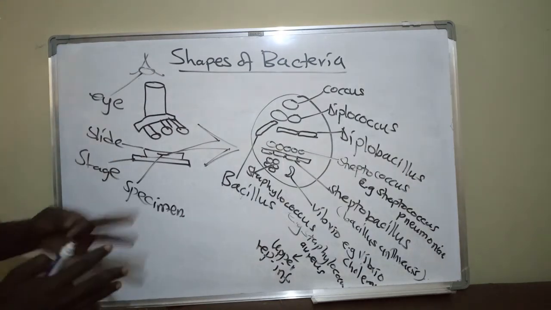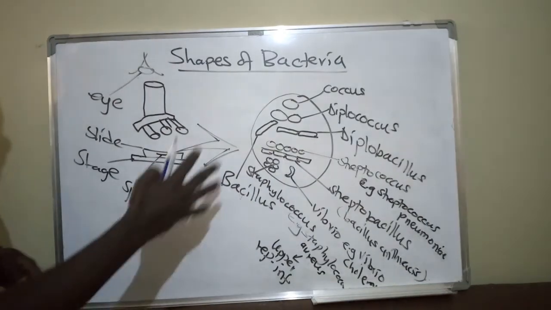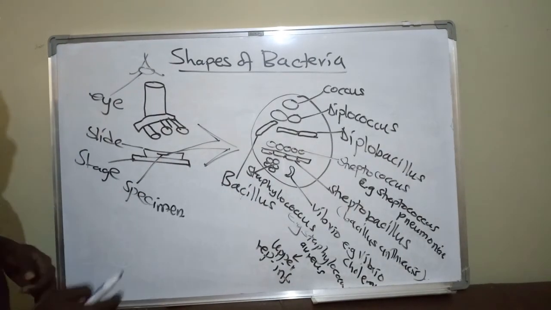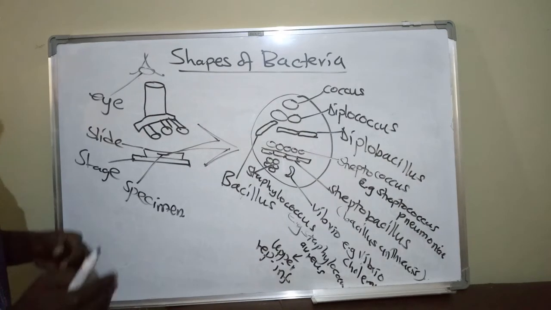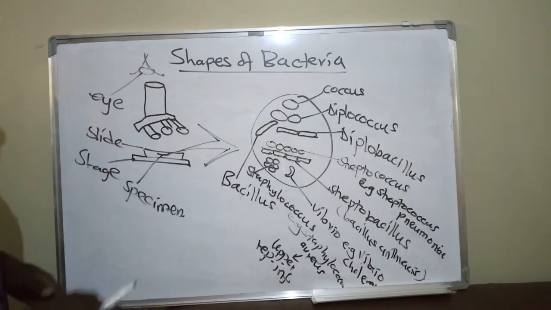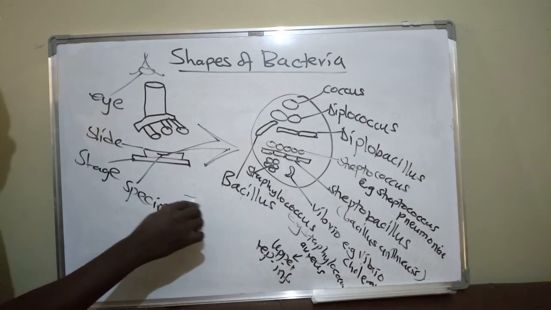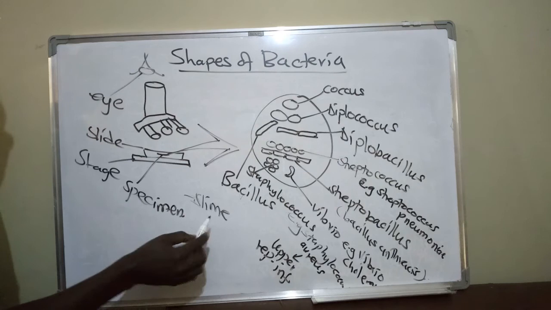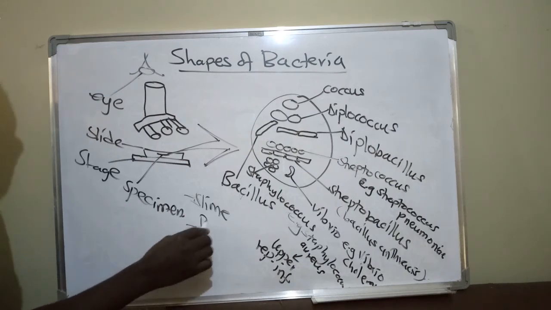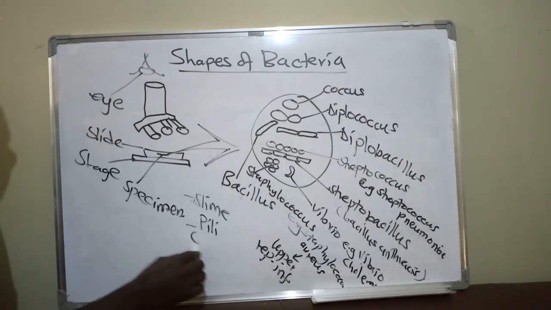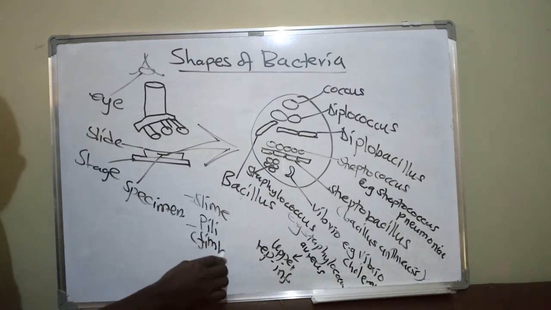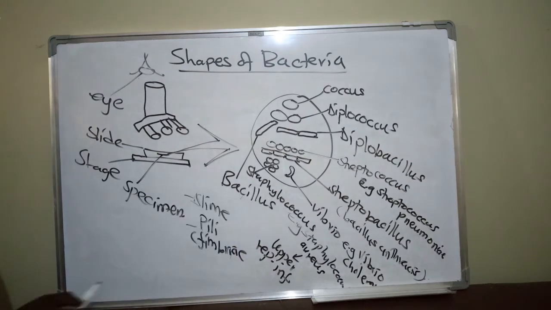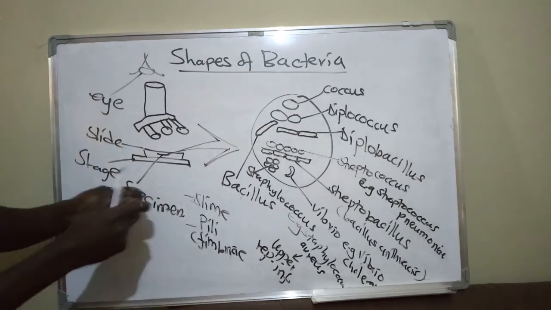I was trying to tell you, before I went into examples, about how these bacteria come into those colonies, those groups. Bacteria come into colonies using the slime that they possess, and also using the pili, which are sometimes called fimbriae. Those enable them to attach together.